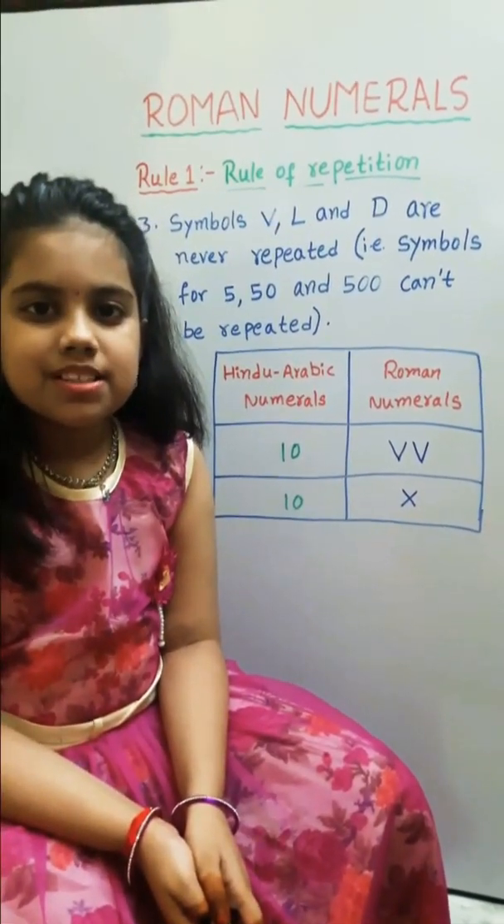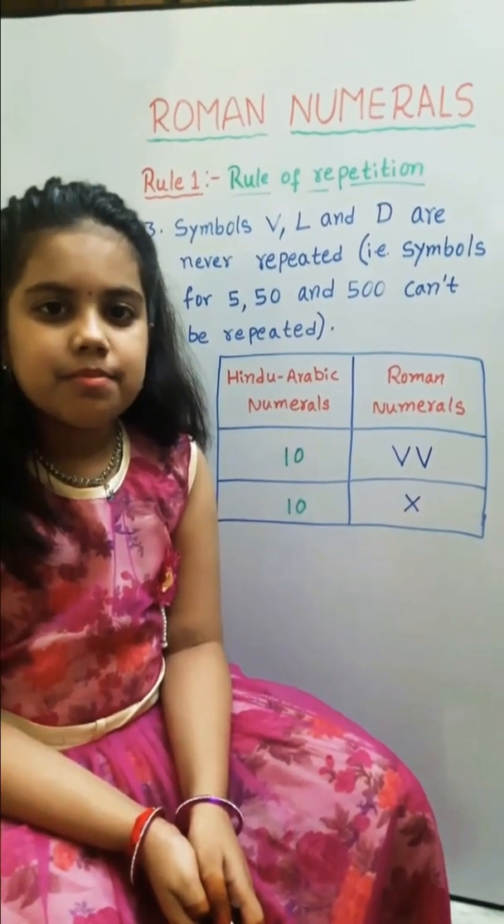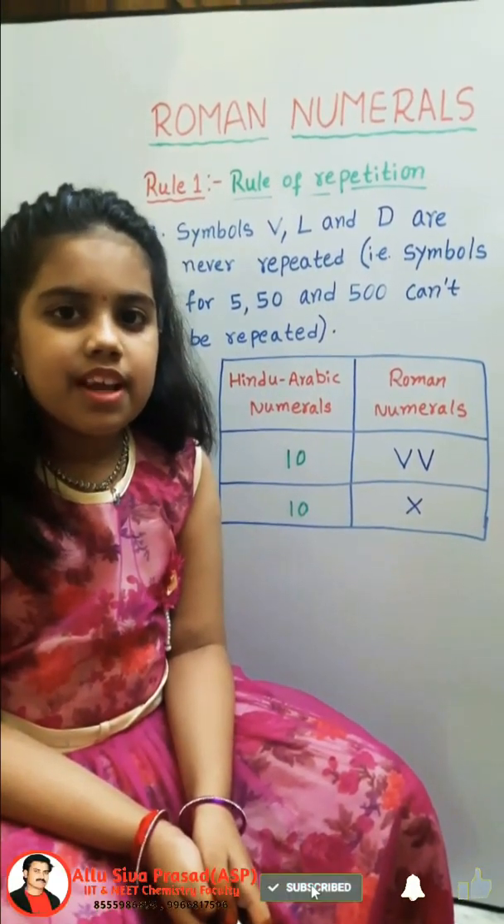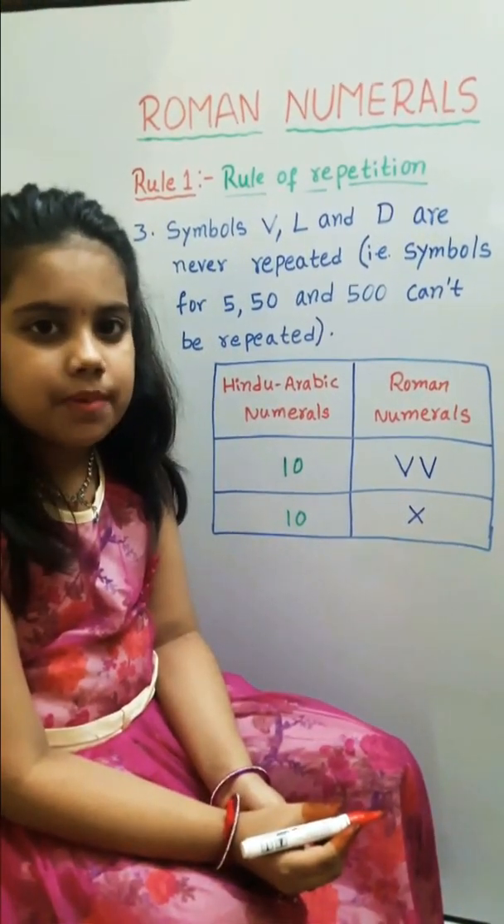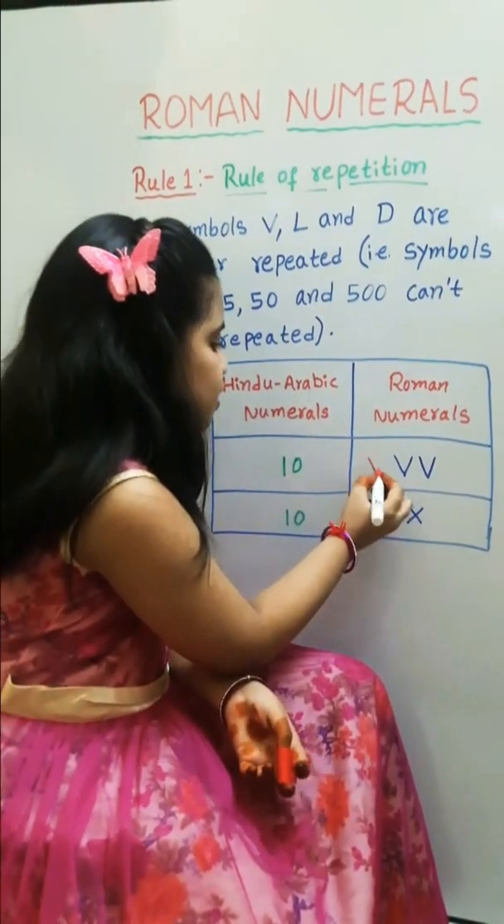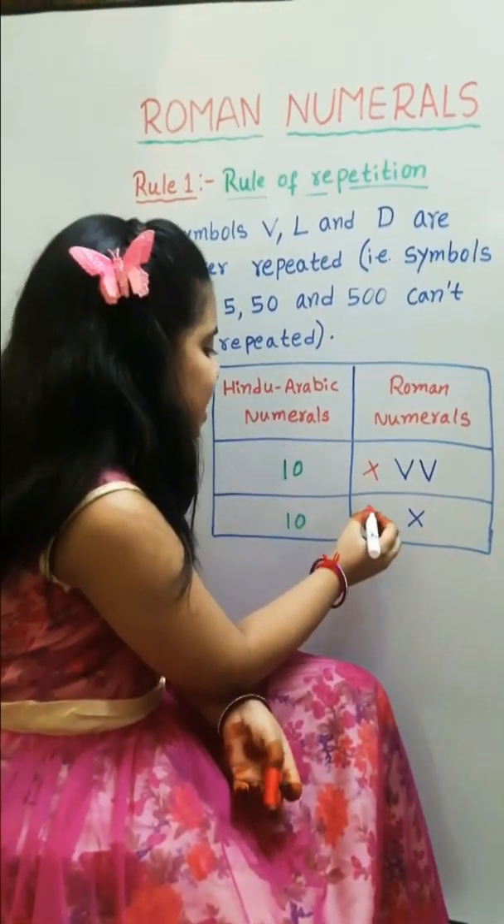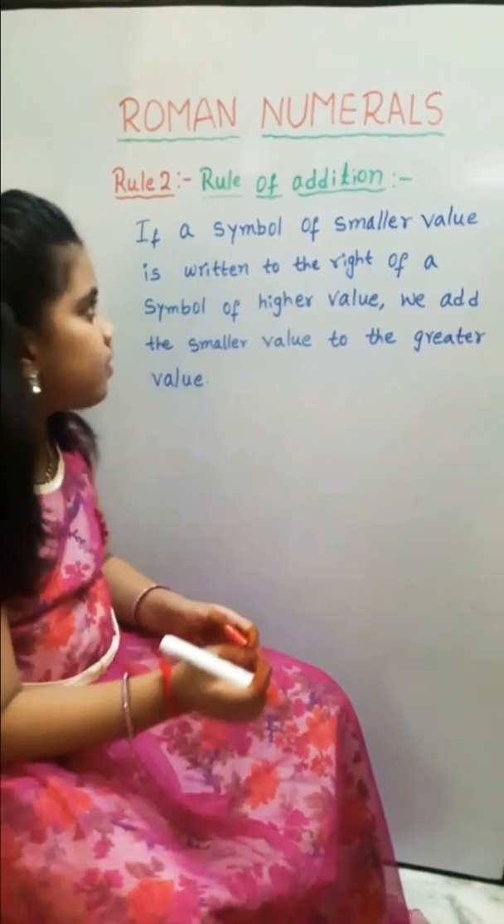Third one, symbols V, L and D are never repeated. That is, symbols for 5, 50 and 500 cannot be repeated. For example, that means we do not write 10 by repeating V. We write X.